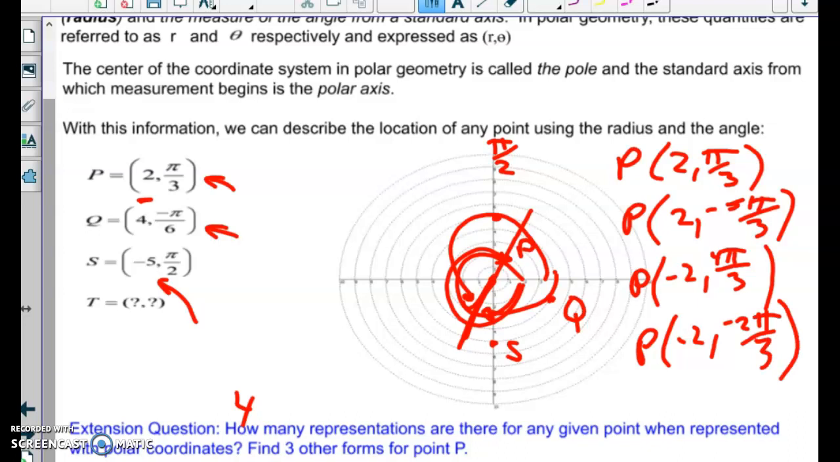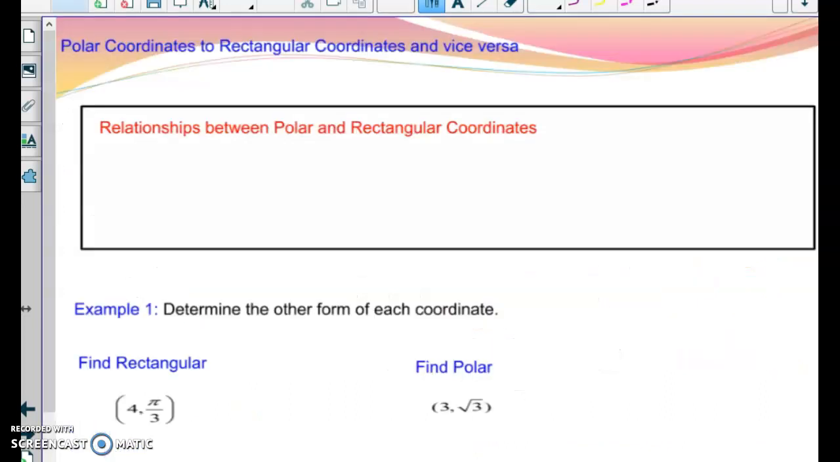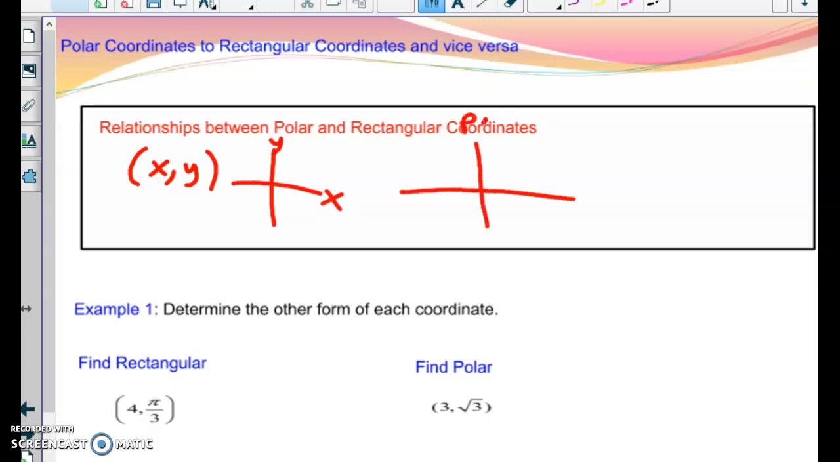And if I recall correctly, last year one of those, naming the 4 ways of naming a point, was on the test. Very important. So let's take a look at this. Polar and rectangular coordinates. In rectangular coordinates we have our x value and y value. In polar coordinates, this is the pole, and this is the polar axis.